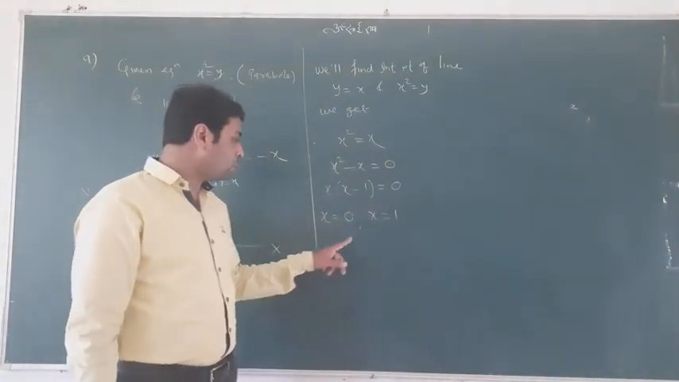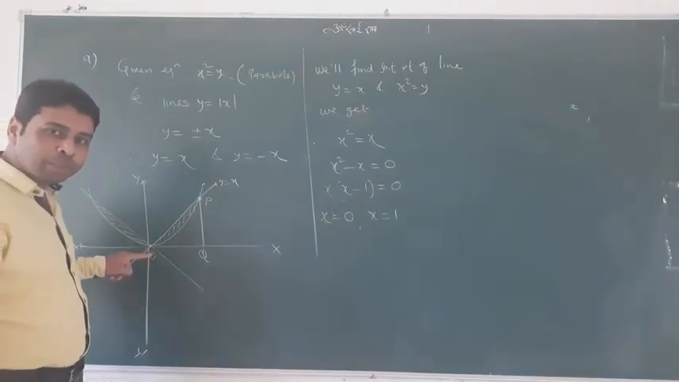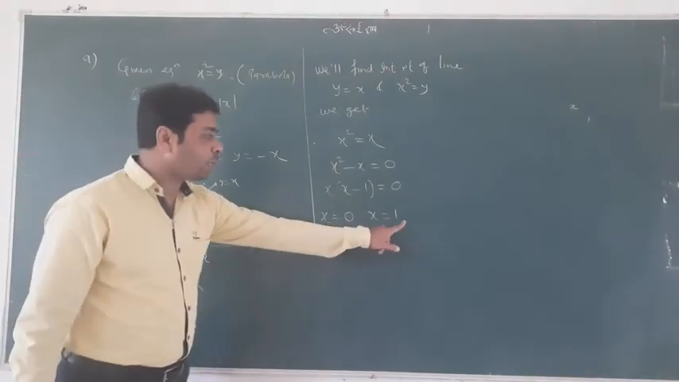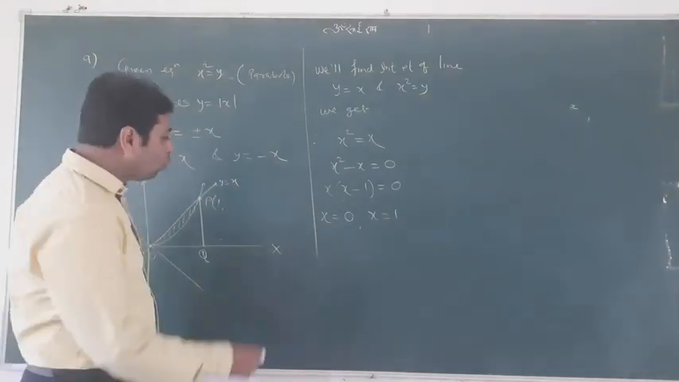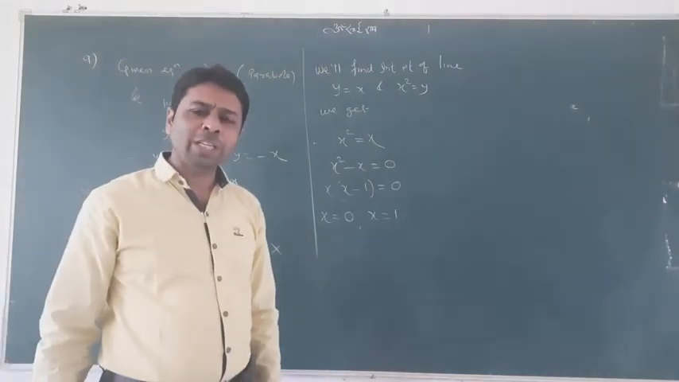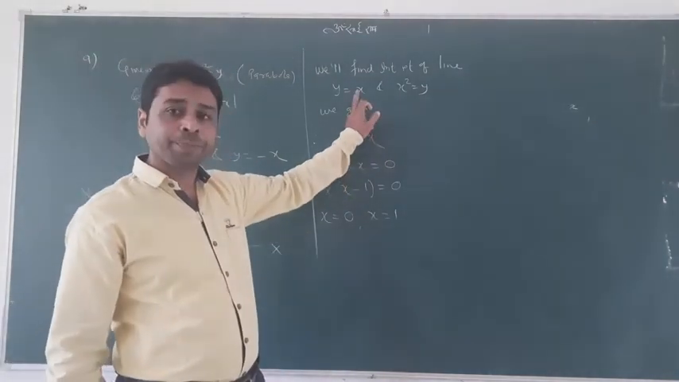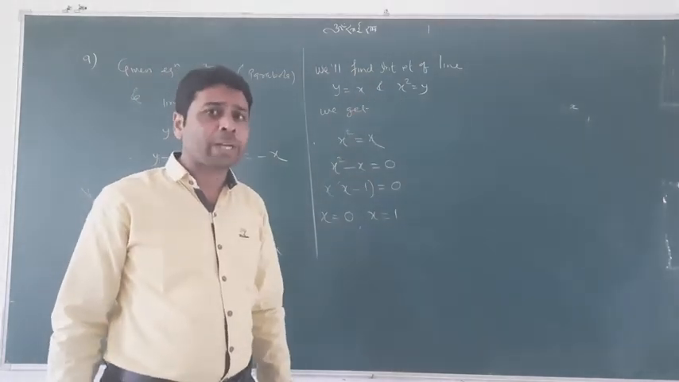So x equal to 0 is also an intersection point. One value of x is here. The x coordinate equal to 1 is actually here, point P. I don't want to find the value of y. One can find it easily by putting x equal to 1 in the equation. y is also 1. But I am not interested in finding the value of y.